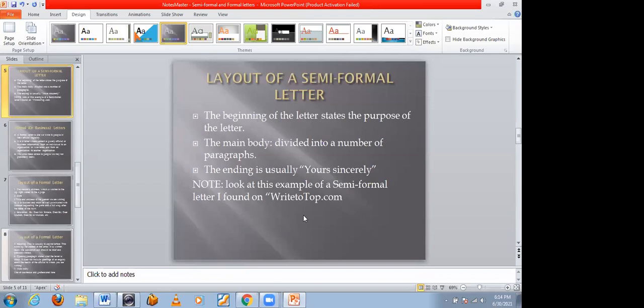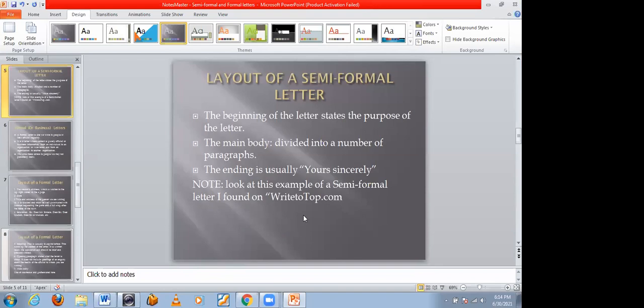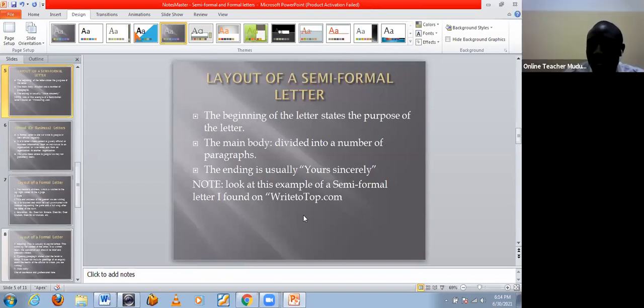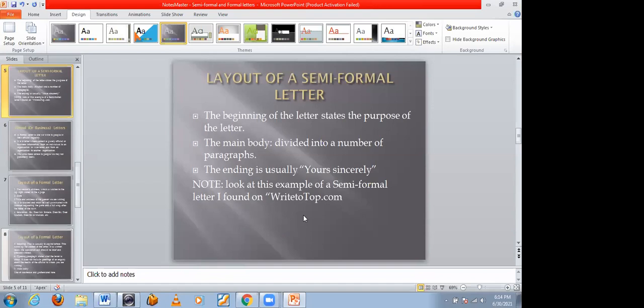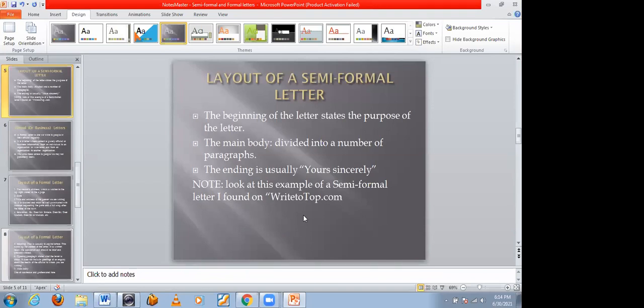How do you end your semi-formal letter? You end it with the words, yours sincerely. Yours sincerely, that's how they usually end. Now let's look at this example of a semi-formal letter, a letter I found interesting. I found it on writetotalk.com. I just made a few adjustments.